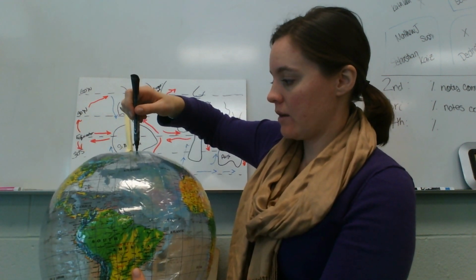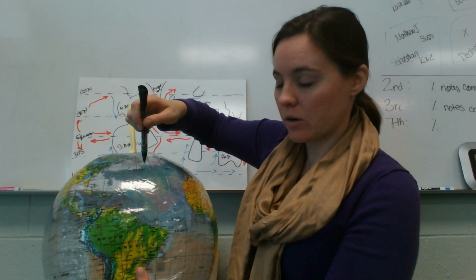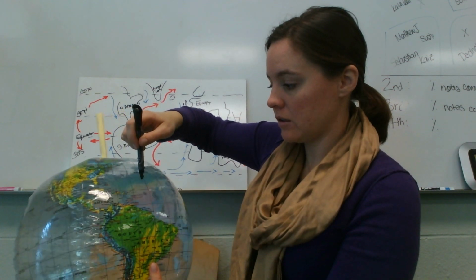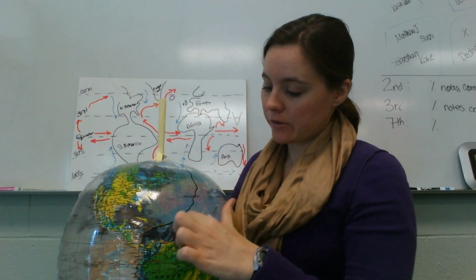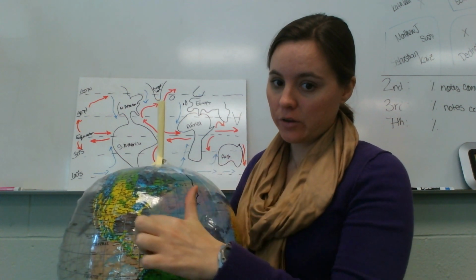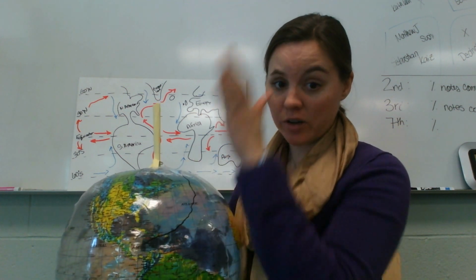Okay, so we have our marker. It's moving in a straight line. So I'm not going to move the marker. It's still going in a straight line. But the Earth is rotating underneath it. So as the Earth rotates underneath it, it kind of veers off to the right if it's traveling in a straight line.